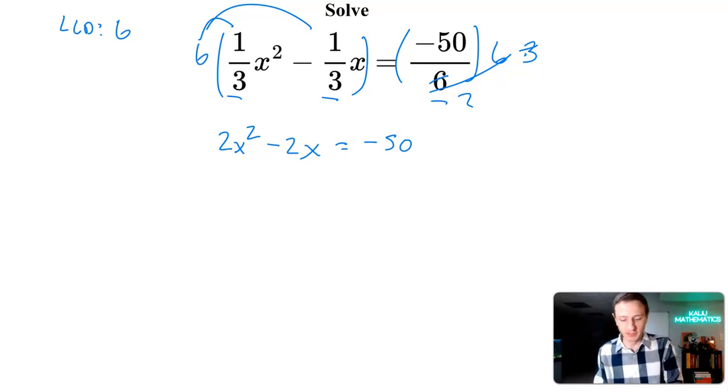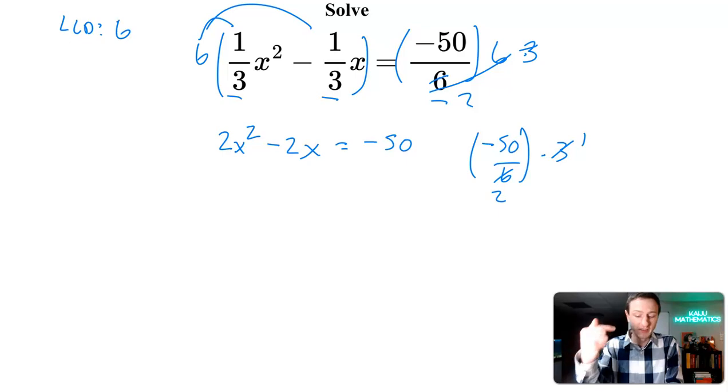I didn't even notice that when I first did it. Let me just show you this again. If I multiply this by 3, look what happens. 3 is 1, and this becomes 2. Luckily, this is negative 50. 50 is divisible by 2, so that's why it works out. If this wasn't 50, if this was like 49 or 51, it wouldn't work. We'd have to multiply by the 6.